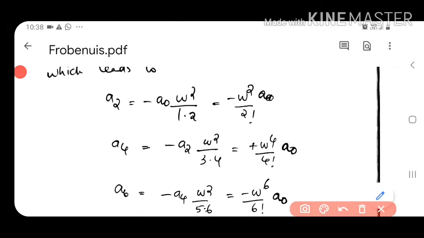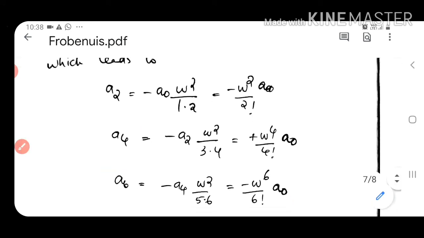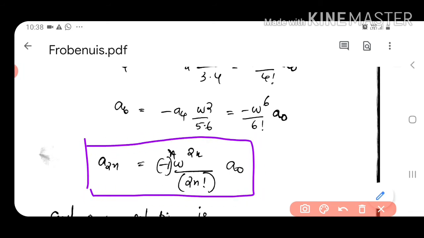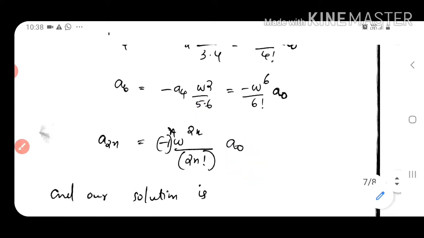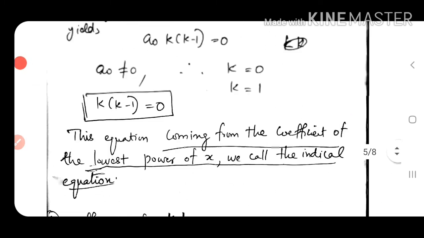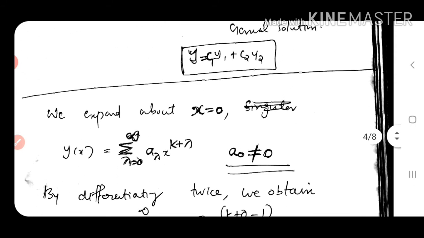So a2 is minus omega square by 2 factorial a0. By putting j equal to 2, I can get a4. a4 is this. And a6 is this, or we can write this general relation: a2n is minus 1 to the power n, omega to the power 2n by 2n factorial a0. So this is a2n. And we substitute it in the solution that we assumed of this form.